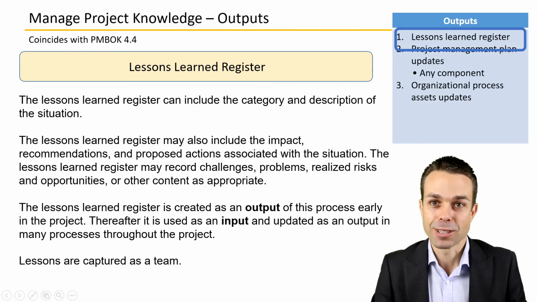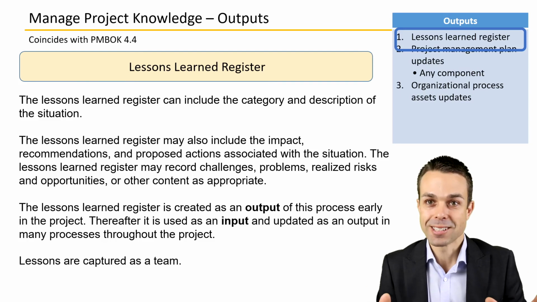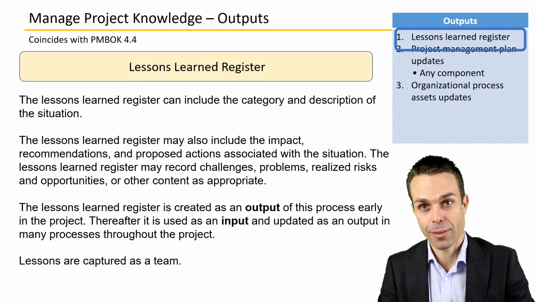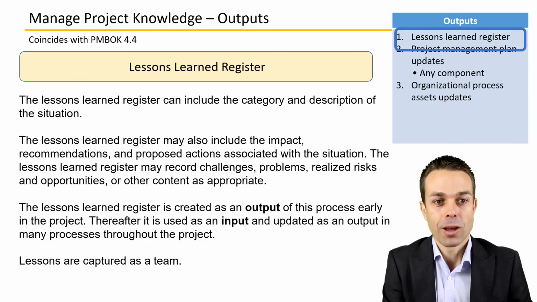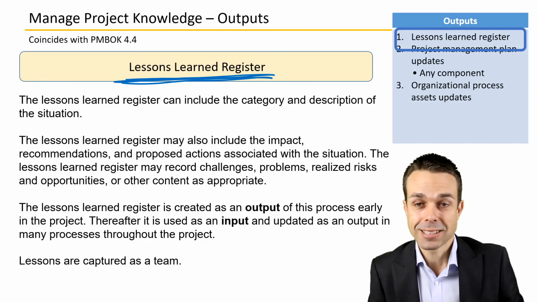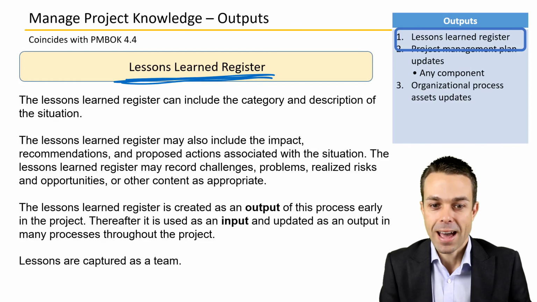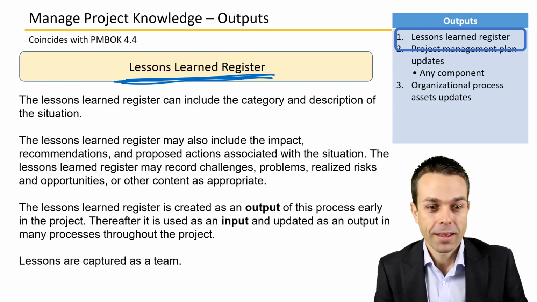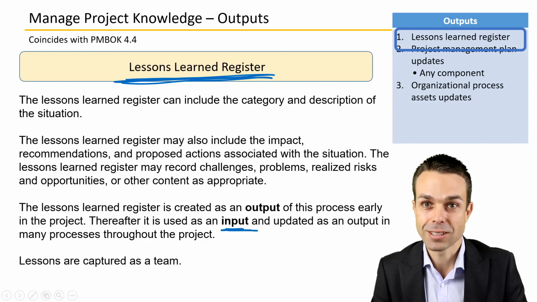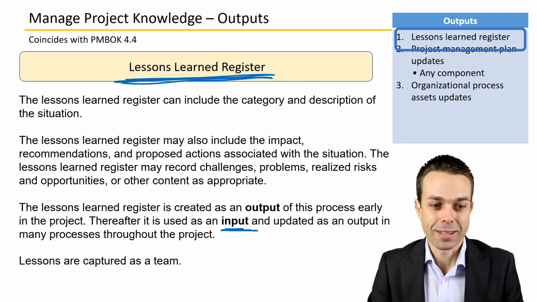Now the outputs for this particular process are the lessons learned register. So this is where all of the lessons that we gather, maybe from a retrospective or from any of the good things or bad things that we've experienced in our project, will go back into that repository of learning. And hopefully it's a central place that someone can use in the future for their own project as well. It's created as an output of this process early on, and thereafter it's used as an input for other processes throughout the entire project lifecycle. And you'll see this come up time and time again.